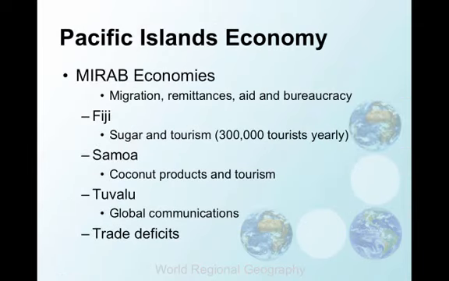The economies of the Pacific Islands are largely made up of money earned from migration, remittances, aid, and also bureaucracy. Hence the acronym MIRAB, or MIRAB economies. Fiji, for instance, relies mainly on tourism and also sugar production. Samoa also relies on tourism and coconut production, and Tuvalu relies on global communications. Together, these countries are characterized as having a large trade deficit. This deficit is in the billions of dollars, which can mean as much as $1,000 per person overall for the entire region.